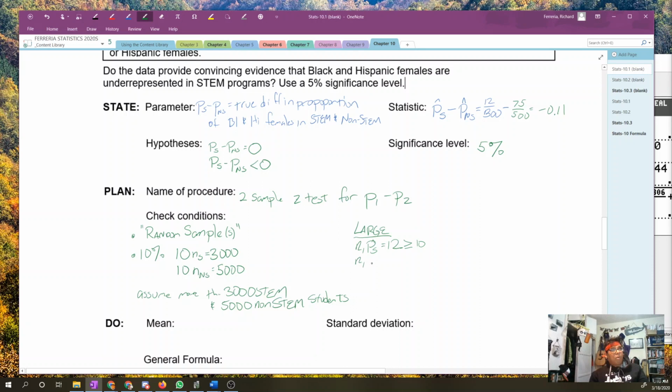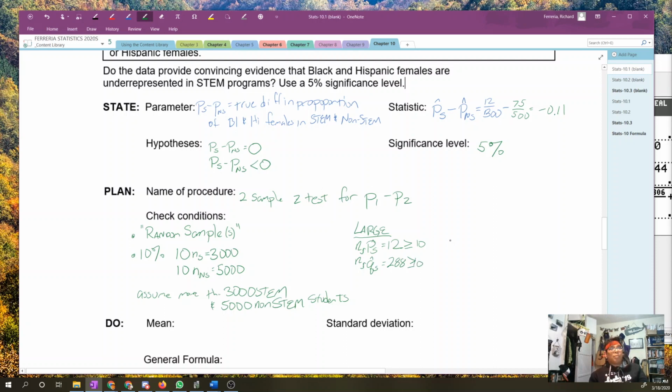How about N1 q-hat S? That really should be NS also. NS q-hat S. Well, that's going to be the rest of them, which I believe is 288. Yeah, 288. That's also greater than or equal to 10.